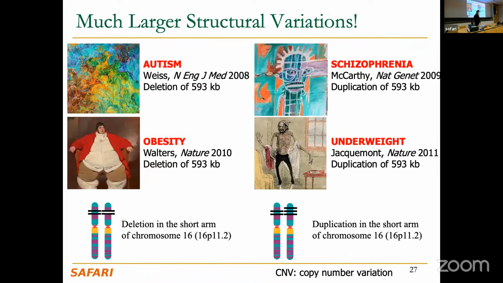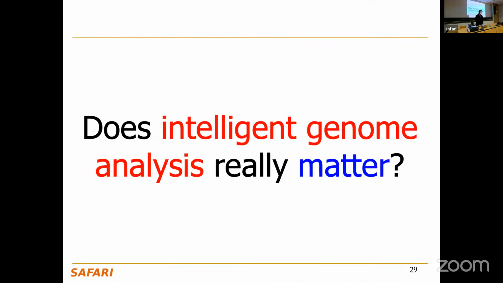And of course, we have much larger variations in the genome. This is not happening at a single base level. We may have huge deletions in the genome or huge insertions or translocations and so on. And this may also lead to many diseases such as autism, schizophrenia, obesity, or underweight, or many other diseases. And this is all described in this paper if you're interested. So I guess that covers why and how genome analysis can be important.